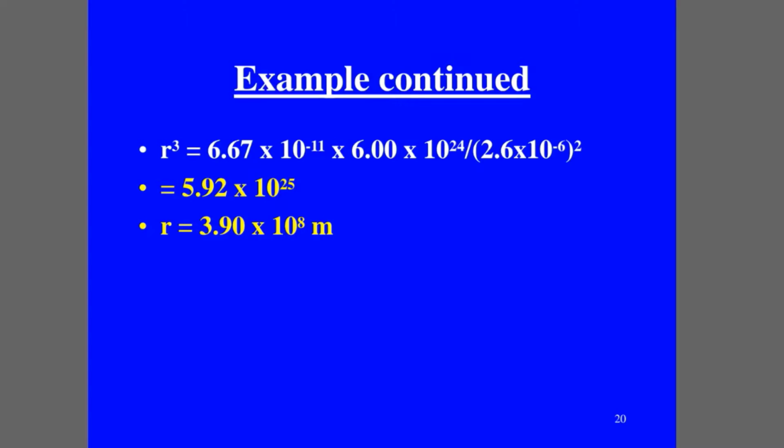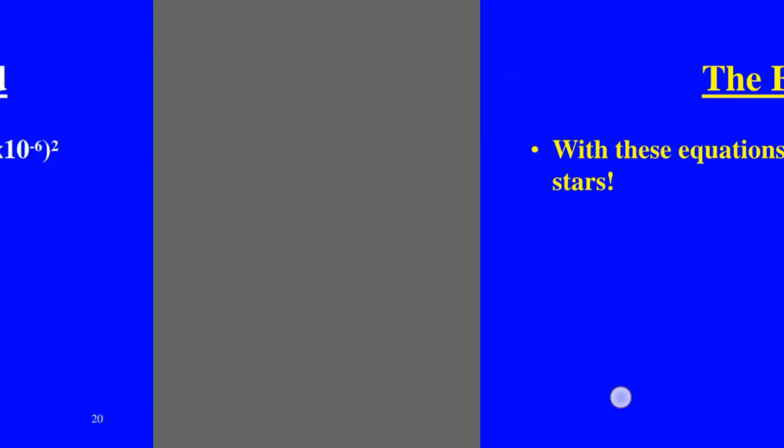Example continued from the previous one, where r cube equal to 6.67 into 10 to the power of minus 11 times 6 into 10 to the power of 24, divided by omega square. Then it will come to 5.92 into 10 to the power of 25. The cube root of 5.92 into 10 to the power of 25 is 3.90 into 10 to the power of 8 meters. So the radius here is 3.90 into 10 to the power of 8 meters. Then go to another slide.